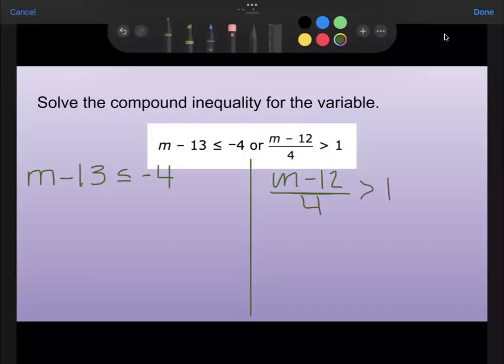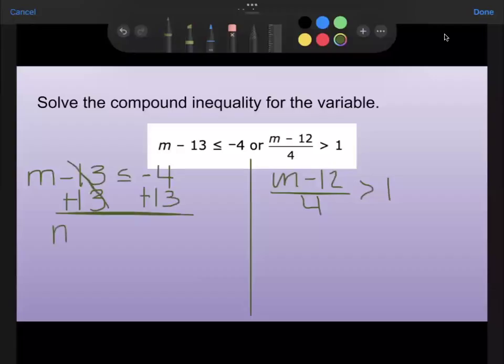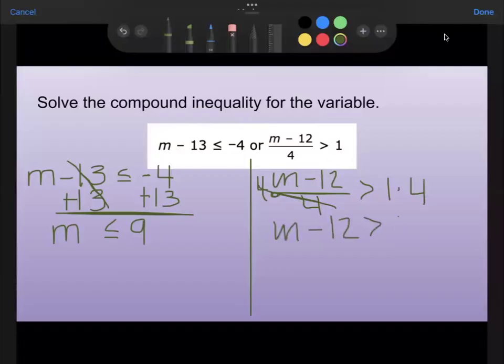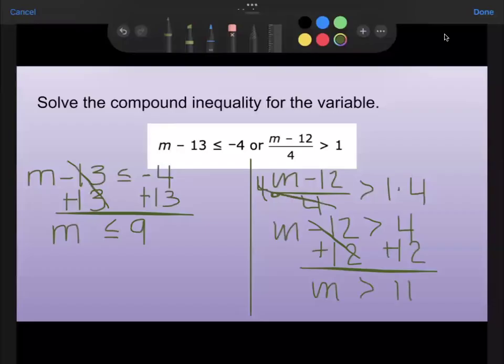So we'll start with the one on the left. I'm going to start by adding 13 to both sides. Canceling this out, so m is less than or equal to +9. And then on this side, I'm going to multiply both sides by 4 so that these cancel. I end up with m minus 12 is greater than +4 because 1 times 4 is 4. Then I'm going to add 12 to both sides. Cancel this, so m is greater than 16.